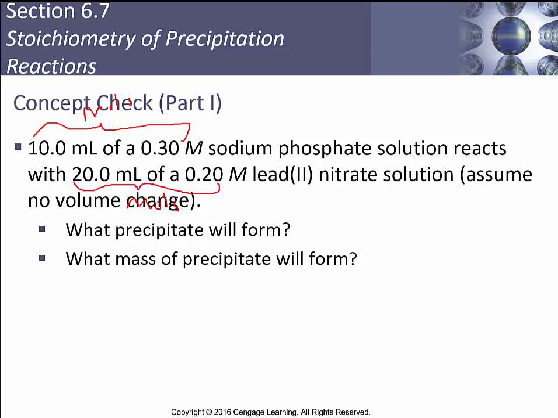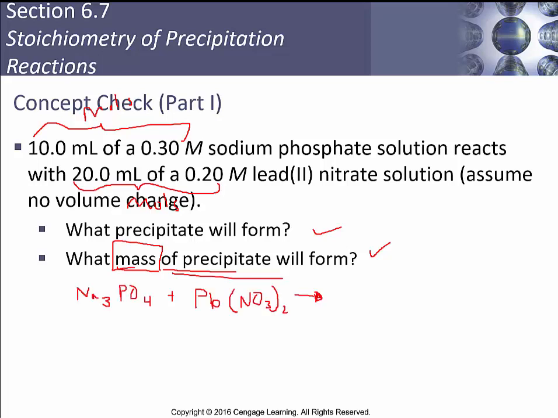Step 1, find the moles. In here, we're going to look at our balanced chemical equation. We're going to figure out what precipitate is going to form, and then we're going to figure out what mass of the precipitate. That's where we're going to stop. We're going to try to stop at mass of the precipitate. So first, we're going to write out that balanced chemical equation. We've got our sodium phosphate and our lead nitrate. They're going to react to form sodium nitrate and lead phosphate.